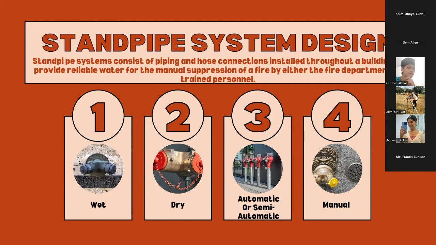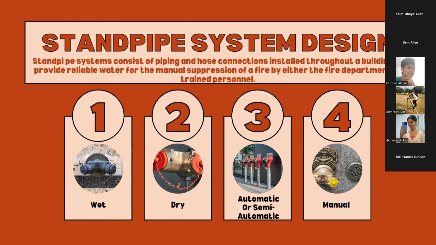And the second type is the dry standpipe system. A dry standpipe system is a fire protection system where the standpipe and its connected hoses are initially empty of water. Water is introduced only when a fire occurs and a valve is open.